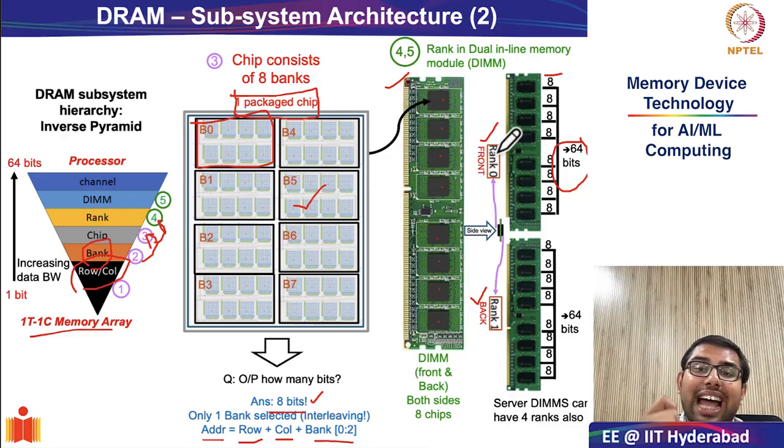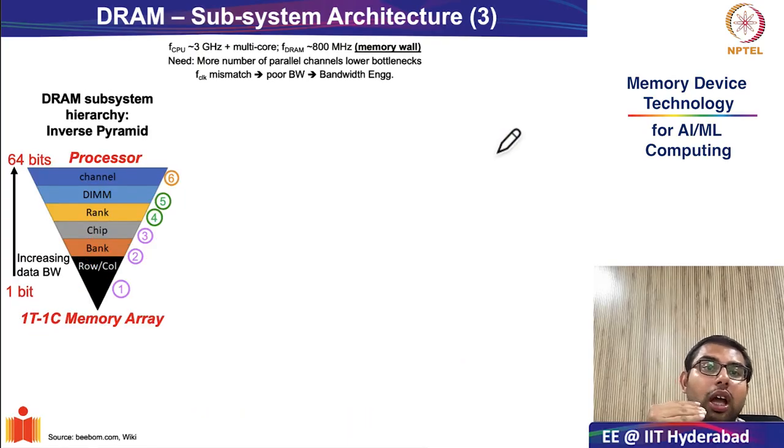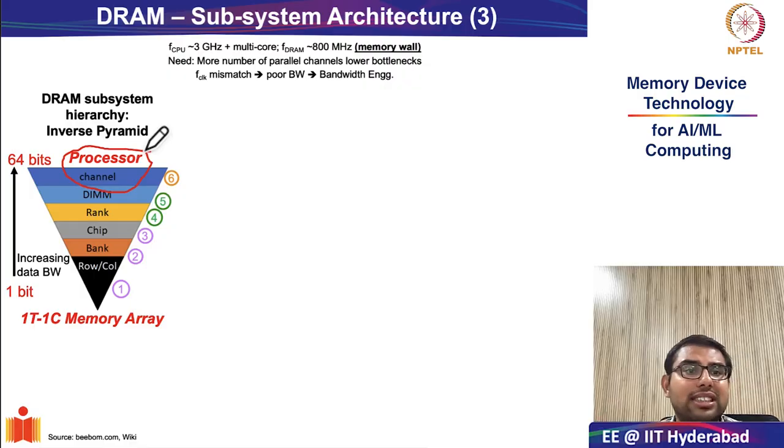Which rank is to be selected is also indicated by the memory controller to the DRAM subsystem. With this, we will move to the last part of the DRAM subsystem architecture, which is closest to the processor, and that is the channel. A natural question would be, your dual inline memory module itself is giving you 64 bits, which is what your processor will read. Any modern day processor generally reads 64 bits. So why do you want to add one more concept of channel?